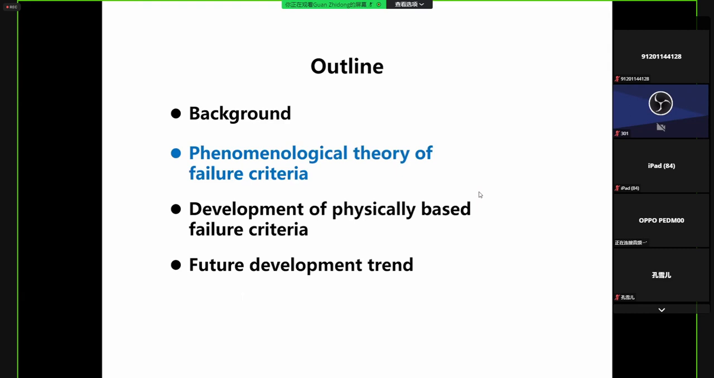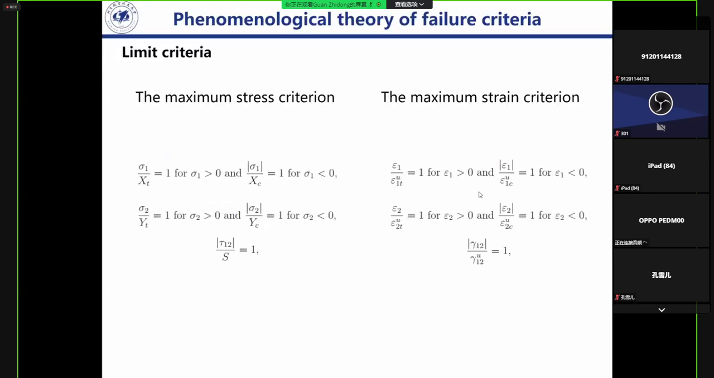So let's first introduce the phenomenological theory of failure criteria. These are the simplest and earliest strength criteria for composites: the maximum stress criterion and the maximum strain criterion. The idea is the same as the strength criterion for metals. Damage occurs when the maximum stress or maximum strain reaches a specific value, which is the strength of the material in the corresponding direction. The criteria only considered the relationship between the unidirectional stress and strain and the material failure, and ignore the interaction between the multidirectional stress and various failure modes.